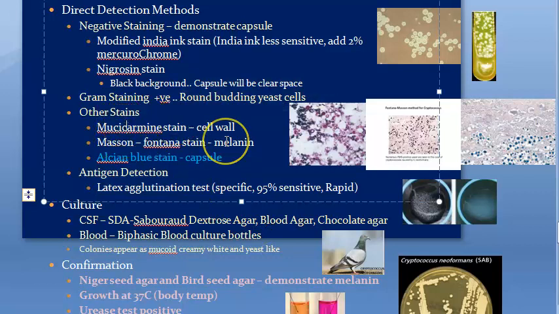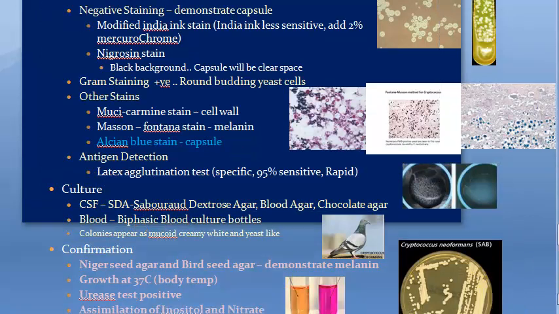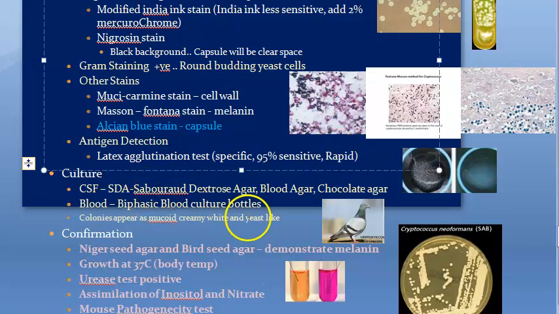Mucicarmine, Masson Fontana, alcian blue stain. Then antigen detection you can do via latex agglutination test. This is very specific, 95% positive, and it's also rapid. Cultures, you will use the SDA, that is the Sabouraud dextrose agar. This we are doing so that you will write the spelling correctly in the exam. Sabouraud dextrose agar. Blood agar, chocolate agar.